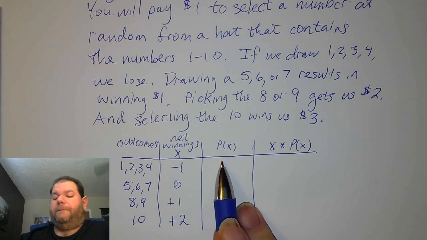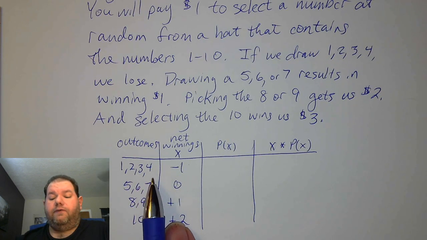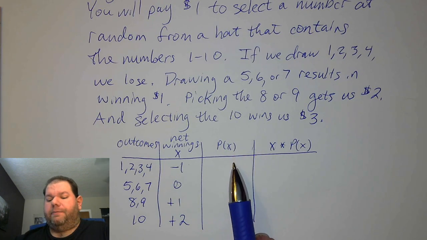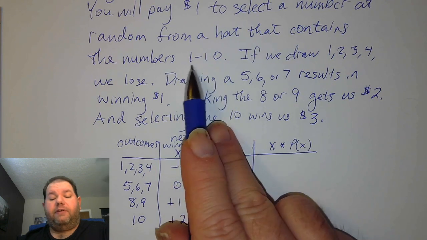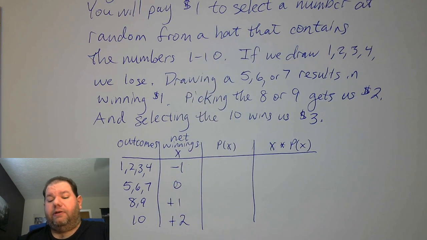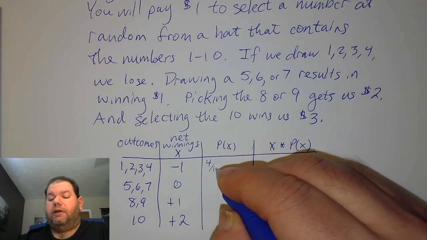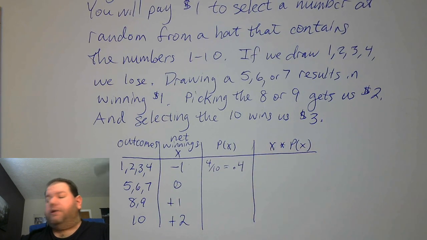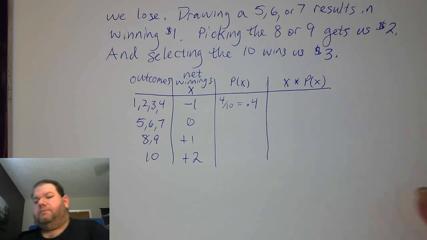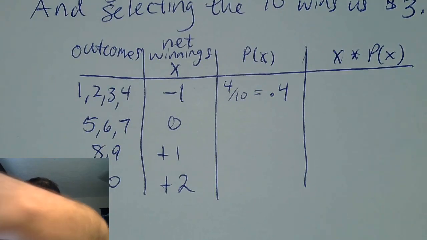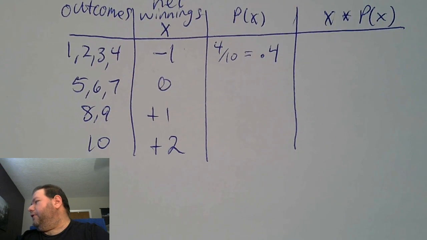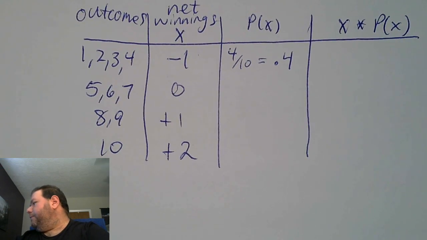What's the probability that we would choose the 1, 2, 3, or 4? Now, we know that overall there are 10 numbers in this hat, and they are equally likely to be chosen. So if there's 4 numbers here out of the 10, 4 out of 10 gives us a 0.4 probability. For whatever reason, I wrote that really small. Okay.